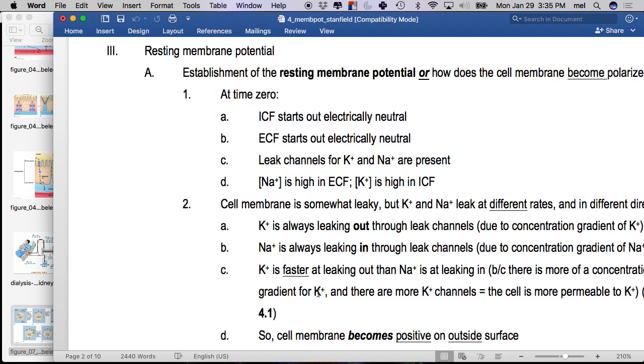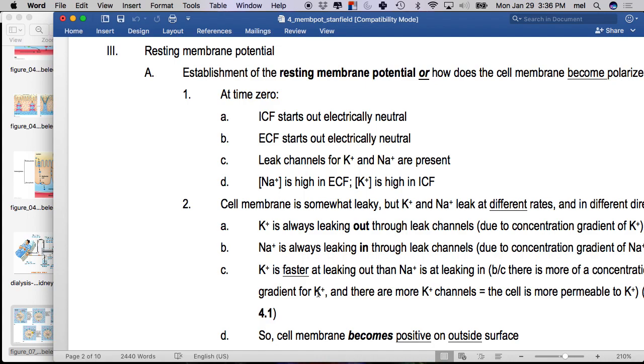Okay, so the resting membrane potential, what I want to build one more time and make sure that you actually get it this time is how did we get to the point that we have a charged or polar cell membrane, right? Do you see that the cell membrane is polarized? Yeah? Okay. Eventually we will measure how polarized it is and then we'll start to change it. Okay, so at time zero, this is the false but useful story. At time zero, imagine that the ICF starts out electrically neutral and the ECF starts out electrically neutral, meaning that for every positive there is a negative.